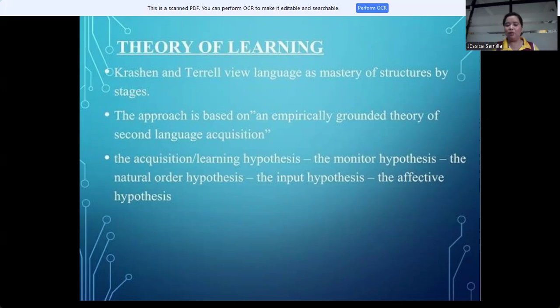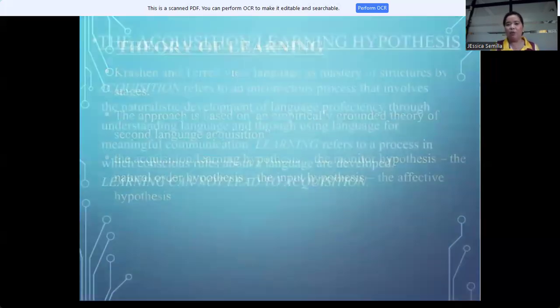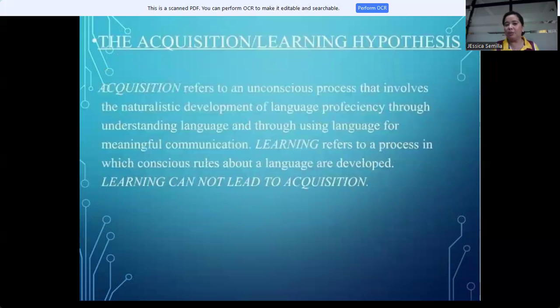So under this theory or this approach, you follow the steps or the process. One, there is the acquisition or learning hypothesis. Second is the monitor hypothesis. The third one is the natural order hypothesis. And then the next one is the input hypothesis. And then the next one is the affective hypothesis. Now, what do you mean by the acquisition or learning hypothesis?